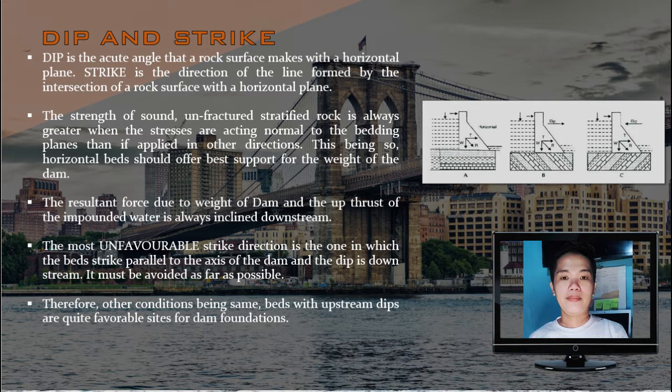In the figure shown in the presentation, both A and C are said to be safe conditions. In image A, a gravity dam is positioned on horizontal bedrocks, and in image C, a gravity dam is positioned on upstream dippings wherein it is safe against the resultant force. Whereas image B shows the resultant force positioned parallel to the bed strike and inclination of the rock formation, and the dipping of the rocks is downstream. This is said to be a very unsafe condition.